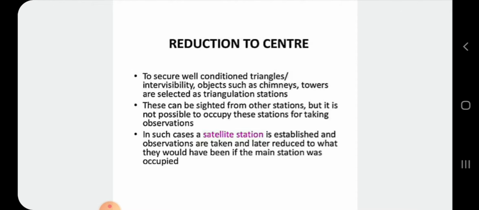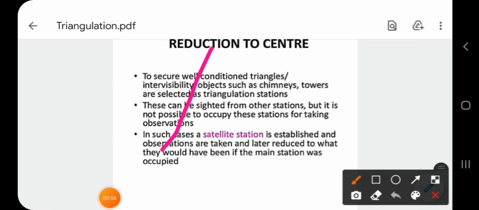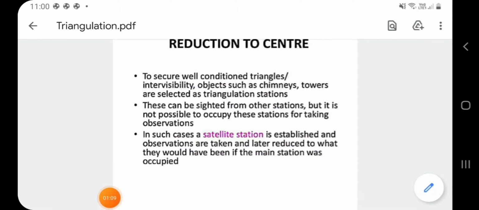And the first topic is reduction to center. This is a term that we use in the triangulation process. Suppose we have to select a station in a place that is inaccessible. We are unable to go to that place. We have to keep our signal in a higher position, such as above a church top or a flagpole, etc., so that that point is visible from the other two stations.